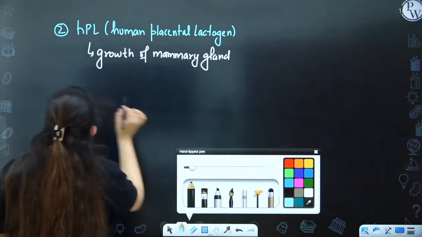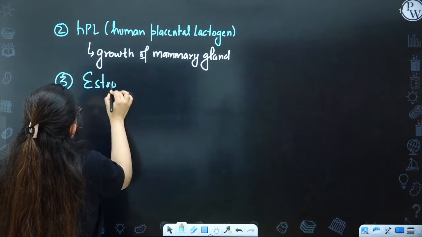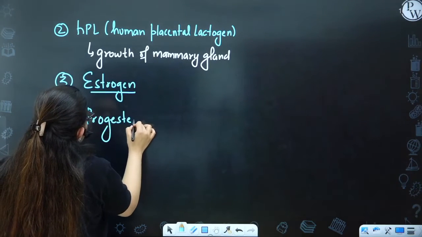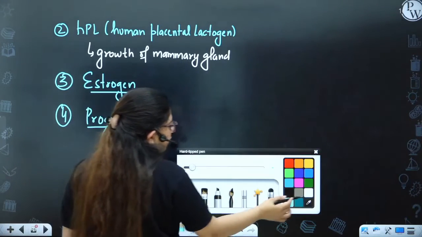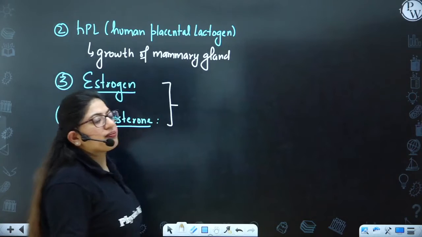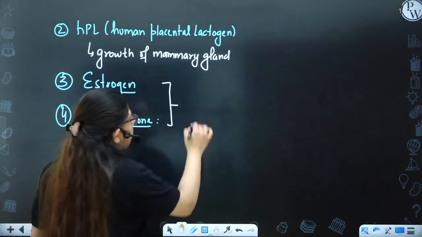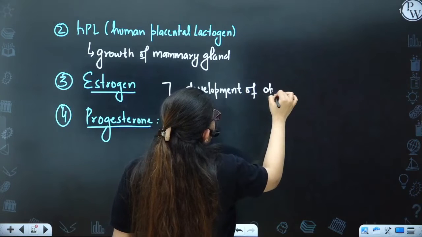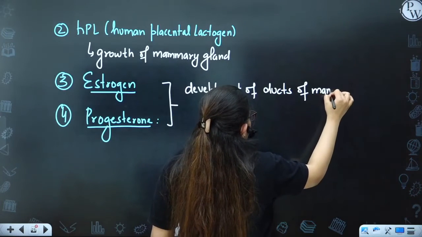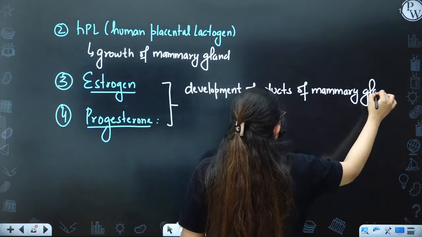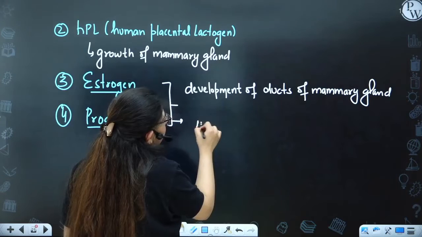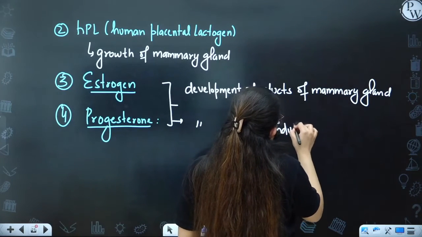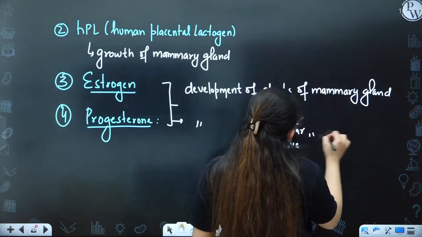Another hormone, the third one, is estrogen. Yes, this placenta also secretes estrogen and progesterone, the main pregnancy hormone. Estrogen and progesterone both help in the development of mammary glands, right? But estrogen helps in the development of the ducts of the mammary glands, whereas progesterone helps in the development of the alveoli, that means the glandular tissue of the mammary gland, right? Okay.